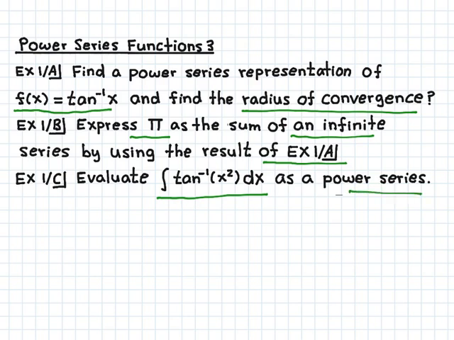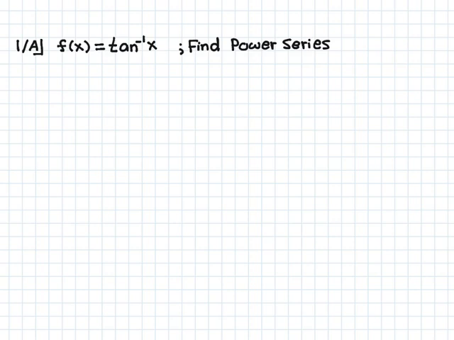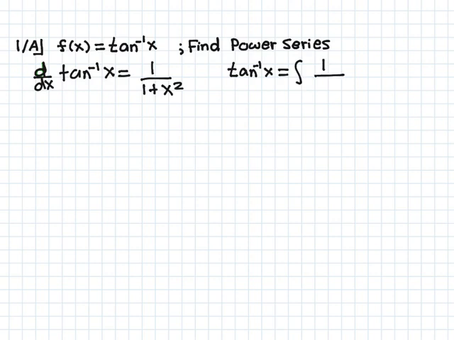Let's start with part A. So we have f of x is equal to tan minus 1 x. The first thing we notice is that the derivative of tan minus 1 x is equal to 1 over 1 plus x squared. And we would like to find a power series representation of arctangent of x. So tan minus 1 x, we can write this as the integral of 1 over 1 plus x squared dx.